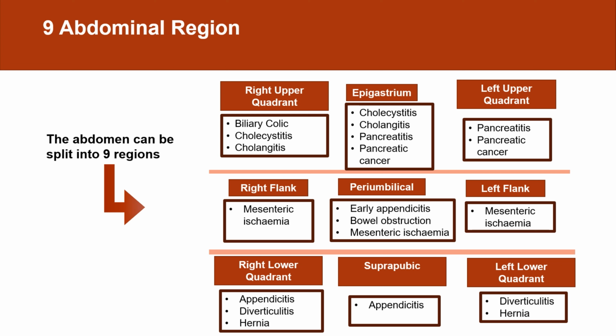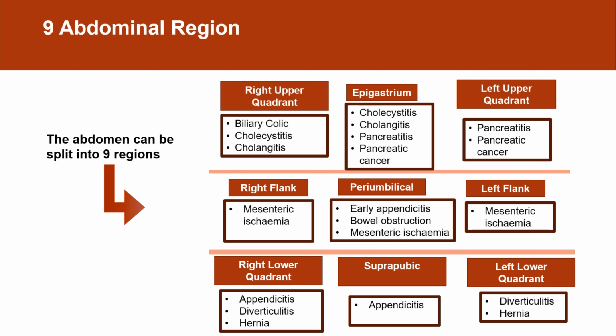Now, I know that this looks like a lot of conditions to remember, but let's take each segment separately. So let's start off with the right upper quadrant of the abdomen. A good way to remember these conditions is by knowing the anatomy and what organs can be found in that area. So in the right upper quadrant of the abdomen, organs that are present include the liver and the gallbladder. Commonly, when patients present with right upper quadrant pain, you can get problems to do with the gallbladder. So this includes biliary colic, cholecystitis, and cholangitis.